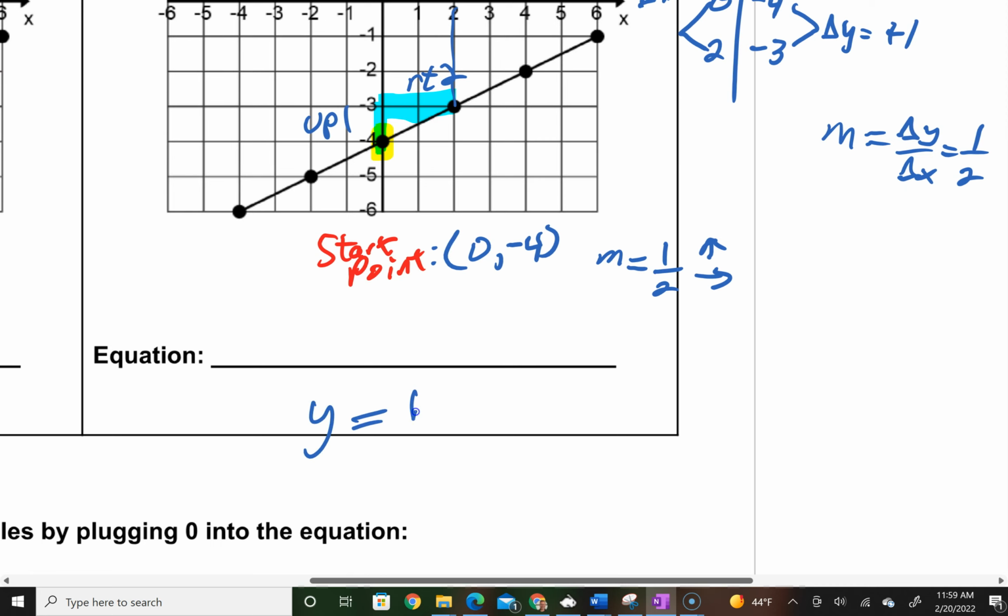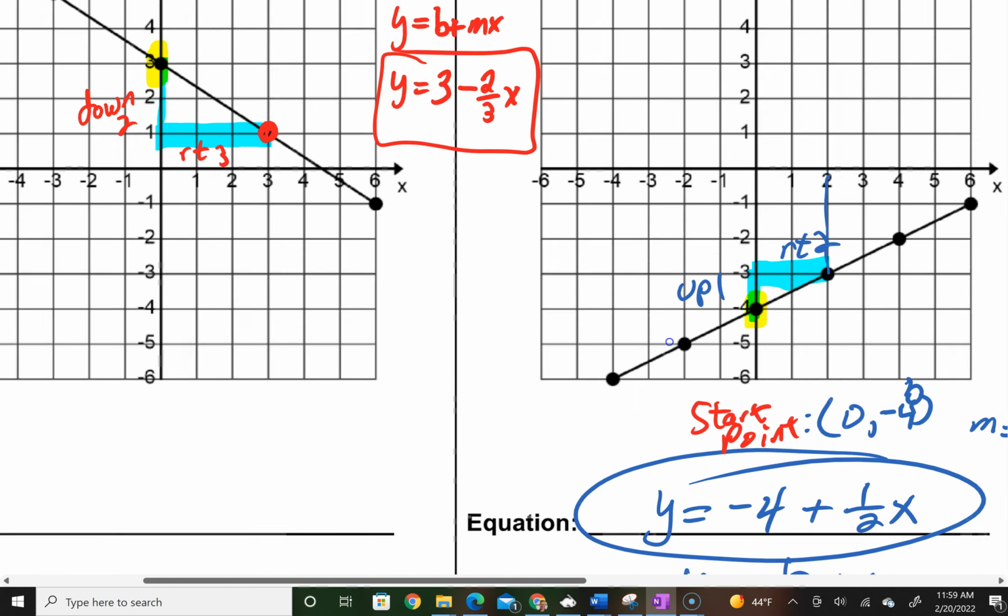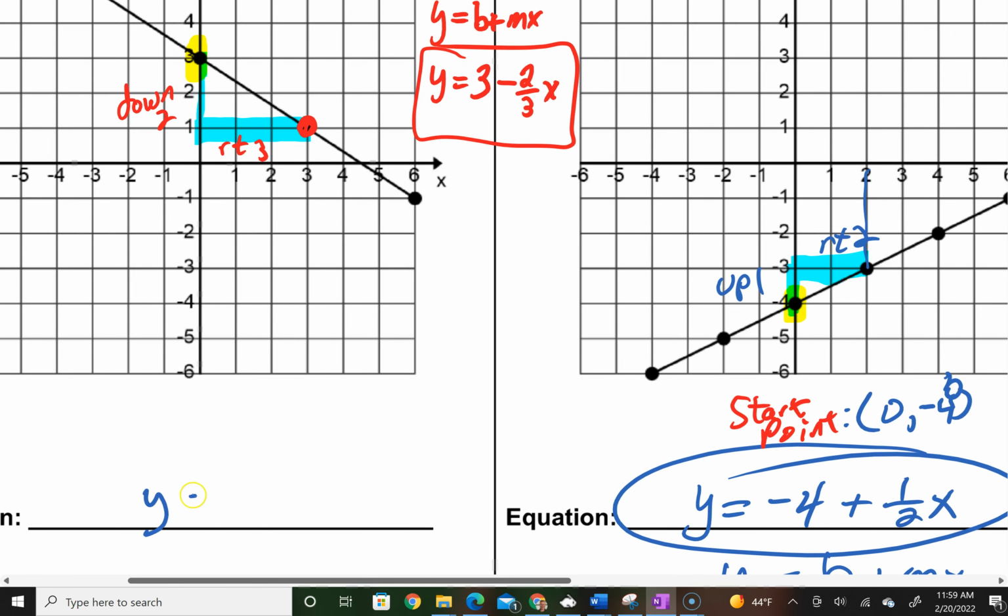So what do we have? We have y equals b plus mx. And this is our b right here. So I'm going to have y equals negative 4 plus 1/2 x. And actually right here we could have, in this answer space, I've magnified the screen so much for this other problem, we could have had that.